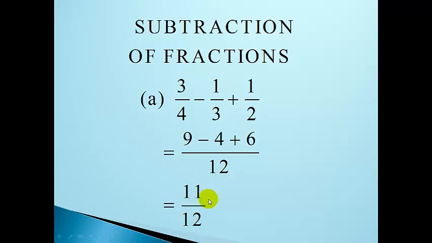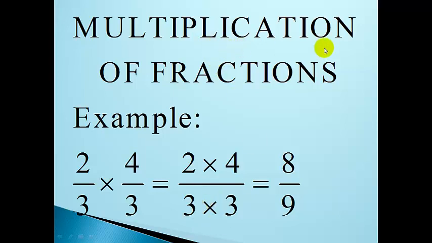Now multiplication of fractions. Example, given 2 over 3 times 4 over 3. 2 over 3 is a fraction, and 4 over 3 is also a fraction. Now, if you are multiplying 2 over 3 by 4 over 3, with multiplication of fractions, please don't find the LCM because we don't find LCM. With multiplication of fractions, we multiply the numerators divided by the multiplication of the denominators.